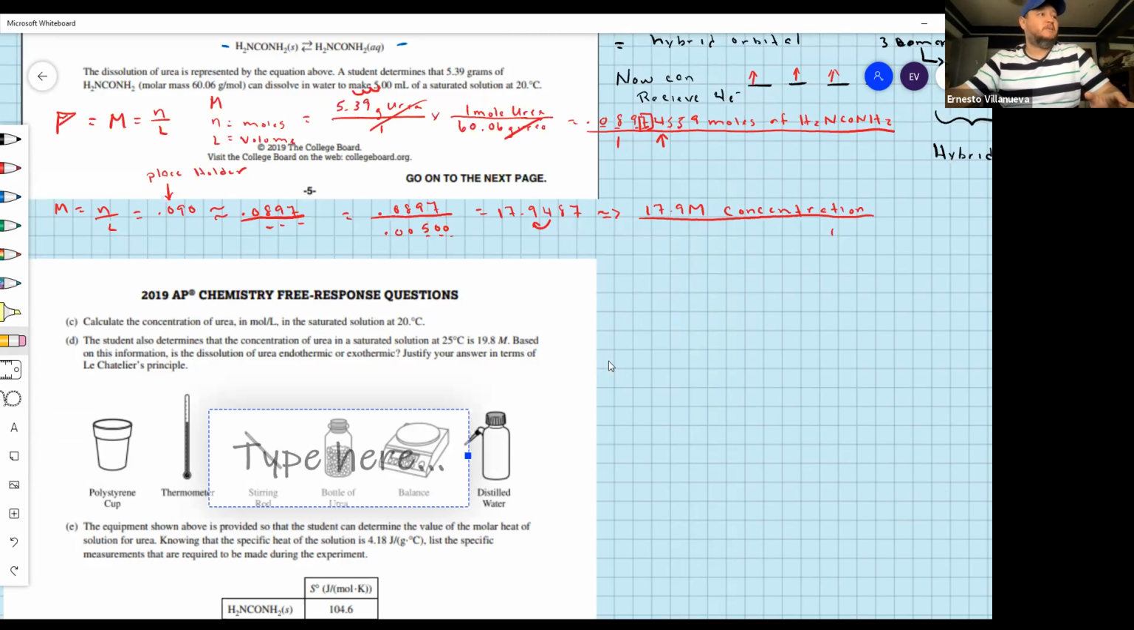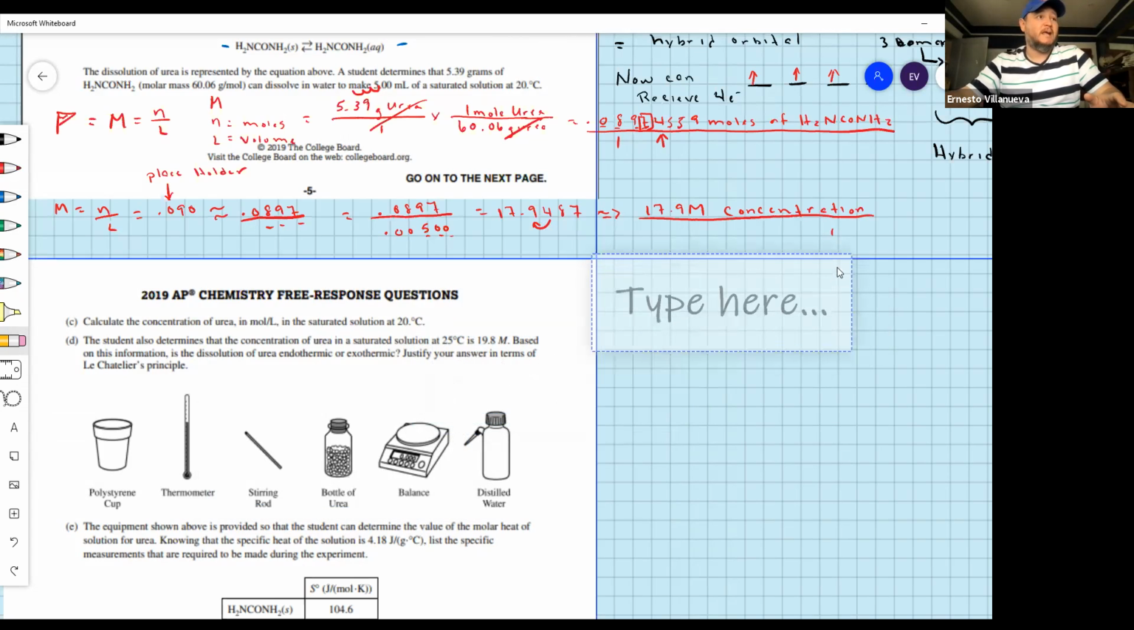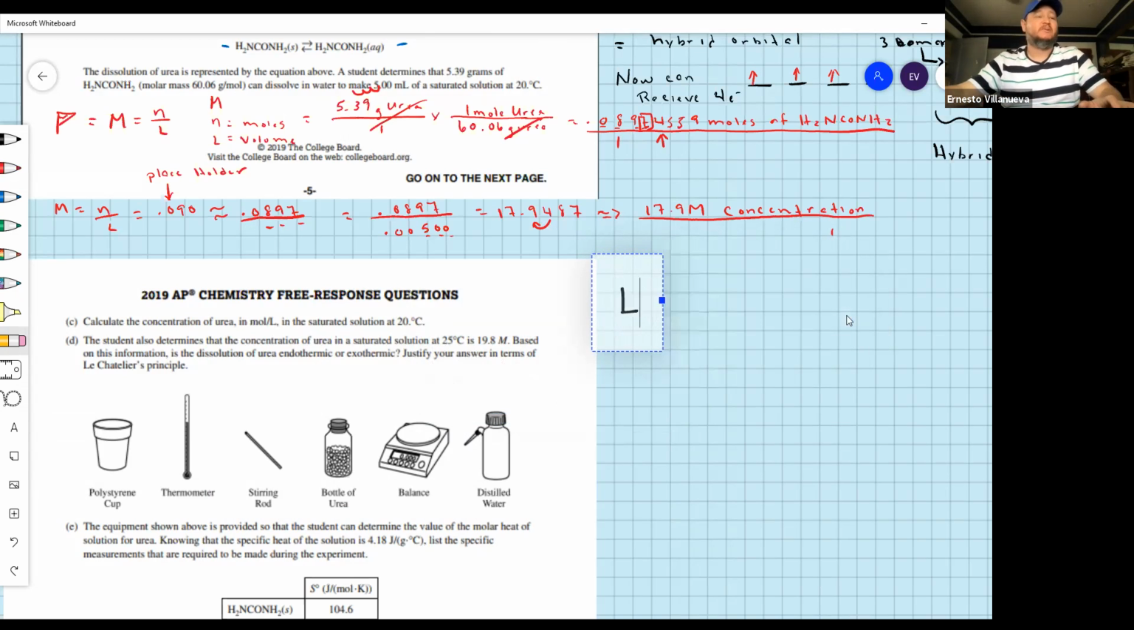The student also determines in question D that the concentration of urea in a saturated solution at 25 degrees is 19.8 molar. Based on the information, is the dissolution of urea endothermic or exothermic? Justify your answer in terms of Le Chatelier's principle. Okay, so Le Chatelier.